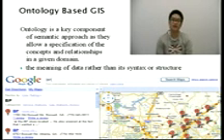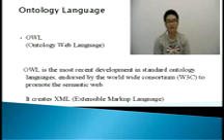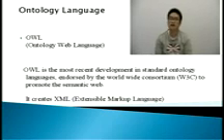Then how can we implement ontology in the real world? Like the most recent development in standard ontology languages endorsed by the World Wide Web Consortium to promote the semantic web. In general, it uses extensible markup language as a delivery format. I will show you briefly how we can create classes, relations, and attributes using the Protege 3.4 version editor that supports OWL and RDF ontologies.